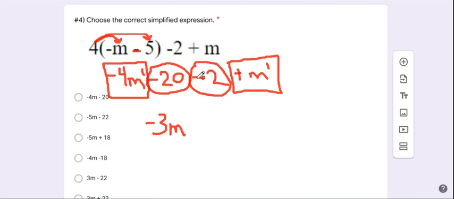And so what is negative 20 and negative 2? Well, here I would say same signs, add, keep the sign. So same signs, add, keep the sign. That would be negative 22. So I have negative 3m minus 22.